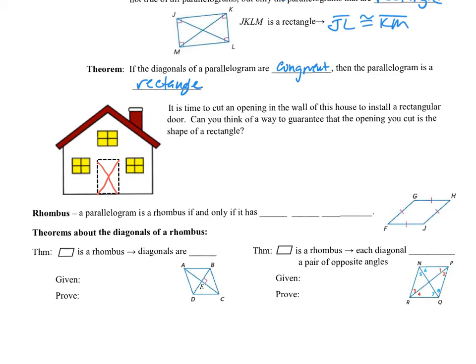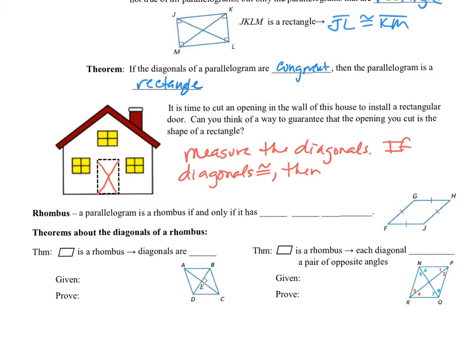So what can we do? We can measure the diagonals. If the diagonals are congruent, then the opening we cut is a rectangle.